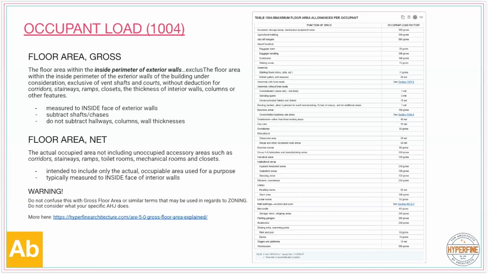Again, you just have to go to the code, go to chapter 2 and read the definitions of these things. And there's no confusion about what they are and where they're measured from. But floor area gross is measured from the inside face of the exterior walls.